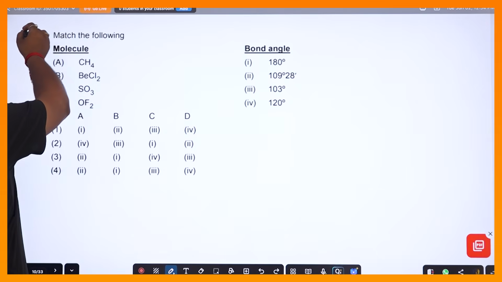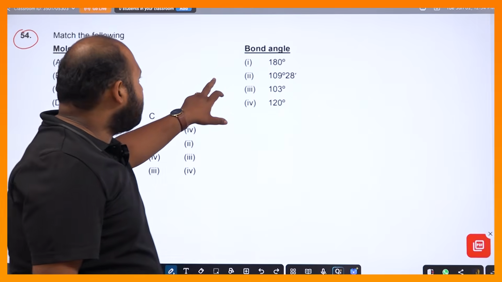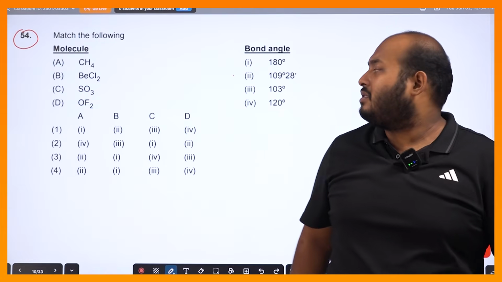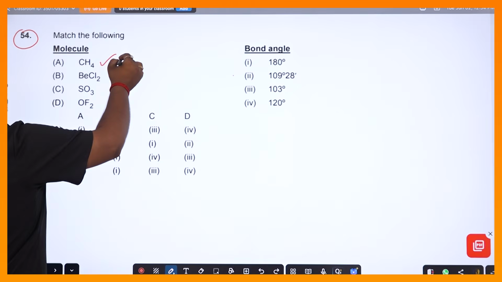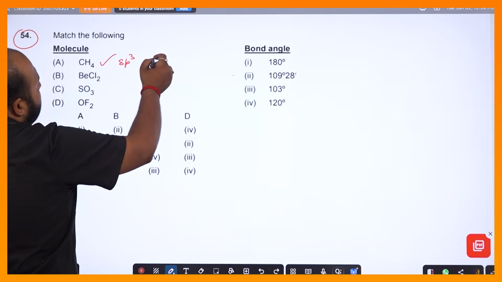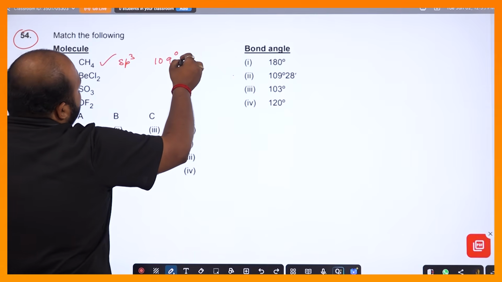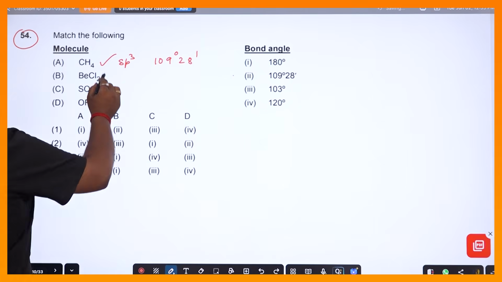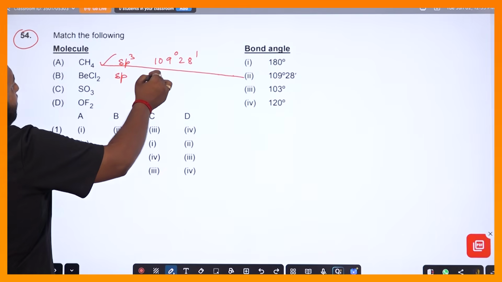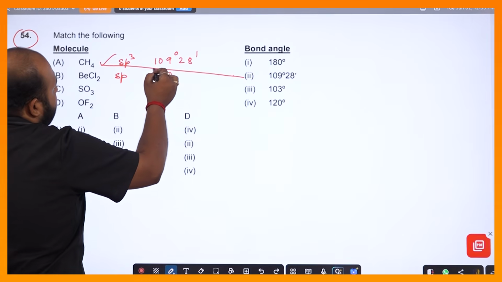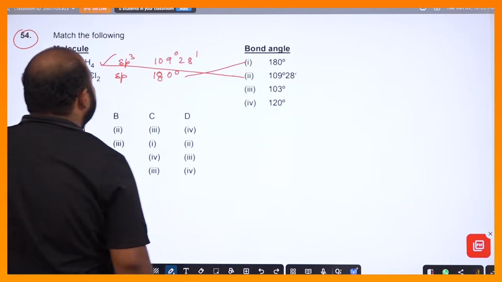Okay. So the next question is again a list matching kind of question. Here the molecule is provided, and in this case the corresponding bond angles should be matched. So CH4 is sp3 hybridized, and it is having a bond angle of 109 degree 28 minute. So A matches with 2. BCl2 is sp, it is 180 degree, it is matching with 1.